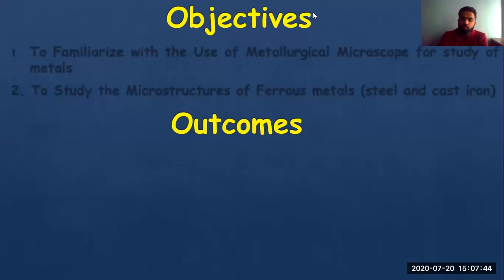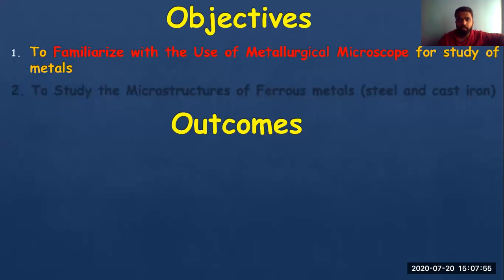So, these objectives are not derived by me, these objectives are already given in the syllabus. I'm just stating the objectives. There are two primary objectives. The first objective is you have to be familiarized with how to use the metallurgical microscope. And why do you want to use the metallurgical microscope? Because you want to study the structure of metal.